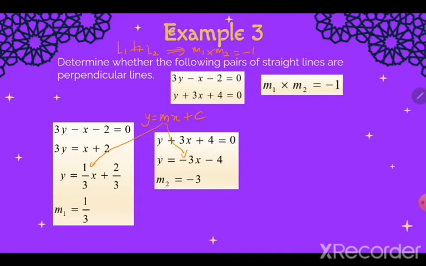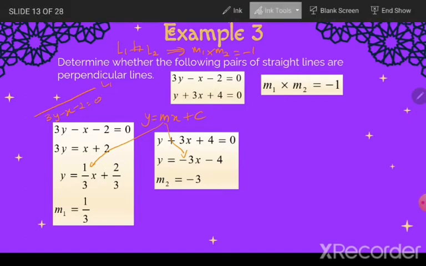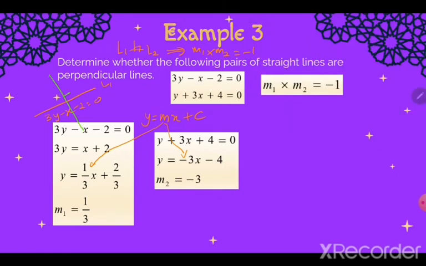So if I describe this situation, we have our straight line here. This is L1, in which the equation is 3y minus x minus 2 equals 0. And then we have another straight line. This is our L2, in which the equation of it is y plus 3x plus 4 equals 0. So this is how it is described for both equations.